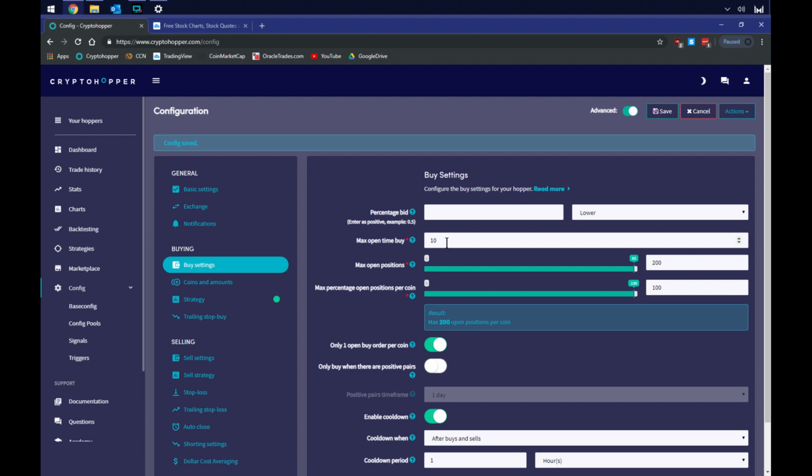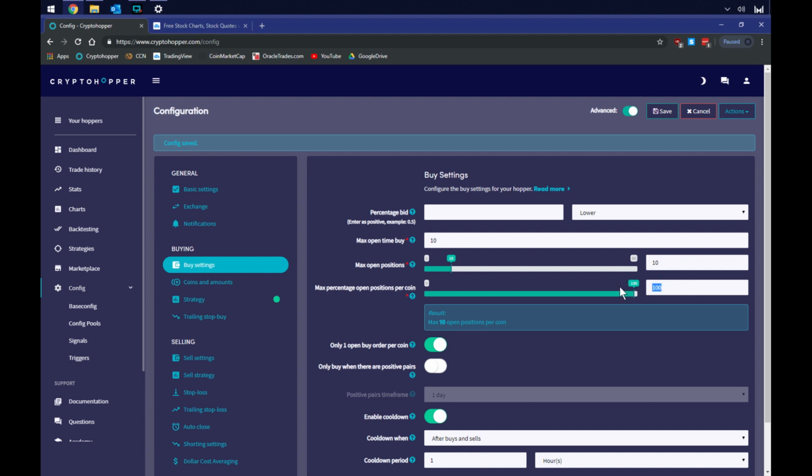Remember when we talked about the maximum open positions? Well, here is where you can establish that as well, irrespective of the other screen. So let's set this to 10 for now. The maximum percentage open positions per coin establishes the number of positions you can have for each coin pair.